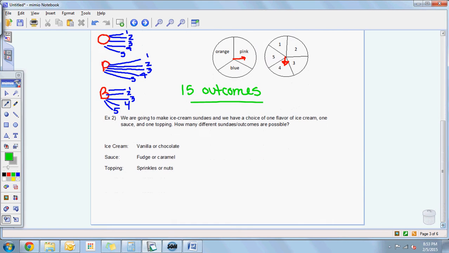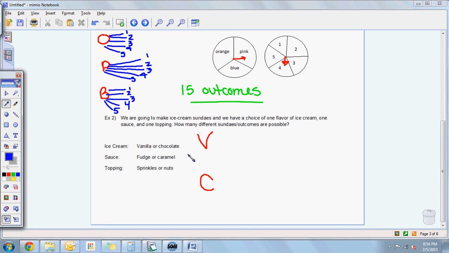Let's try another example using the tree. So this time we're going to make ice cream sundaes, and we can choose 1 ice cream flavor, 1 sauce, and 1 topping. So how many different sundaes can you make? So we have to pick one of each of these 3 items. So our base, we have either vanilla or chocolate. So that's going to be like my trunk. I could pick vanilla, or I could pick chocolate. Okay, 2 choices.